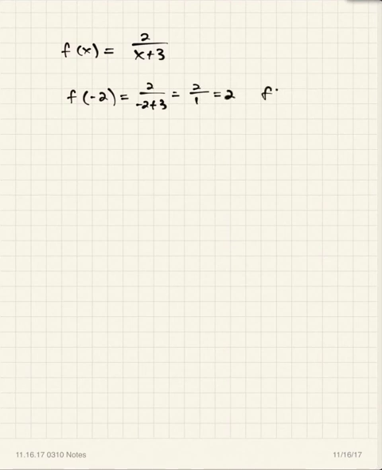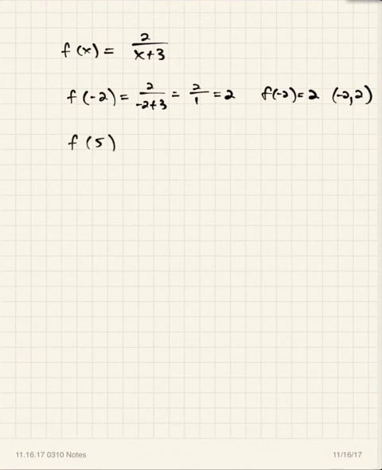So we say that f of negative 2 is 2, right? This rule f takes negative 2, the domain value, and assigns it to the range value 2. If you wrote this as an ordered pair, you'd have the ordered pair (-2, 2). We could go on with this.